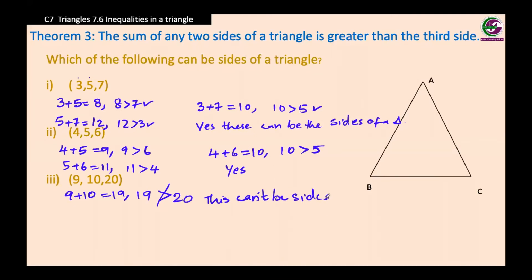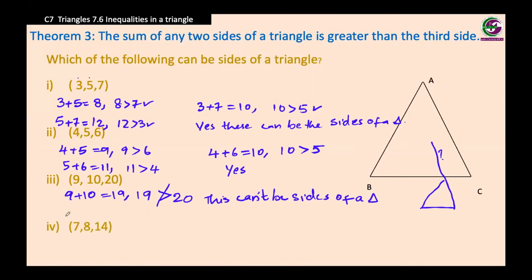What will happen if these are the sides of a triangle? Let us just try it roughly. One side is 9. Let us say this is 9. Other side is 10. Let us say this is 10. And the third side is 20, which is like this. Which means this is not a part of the triangle. That's why this is impossible. So this theorem lets us know just by looking at the numbers, can it be the sides or not?